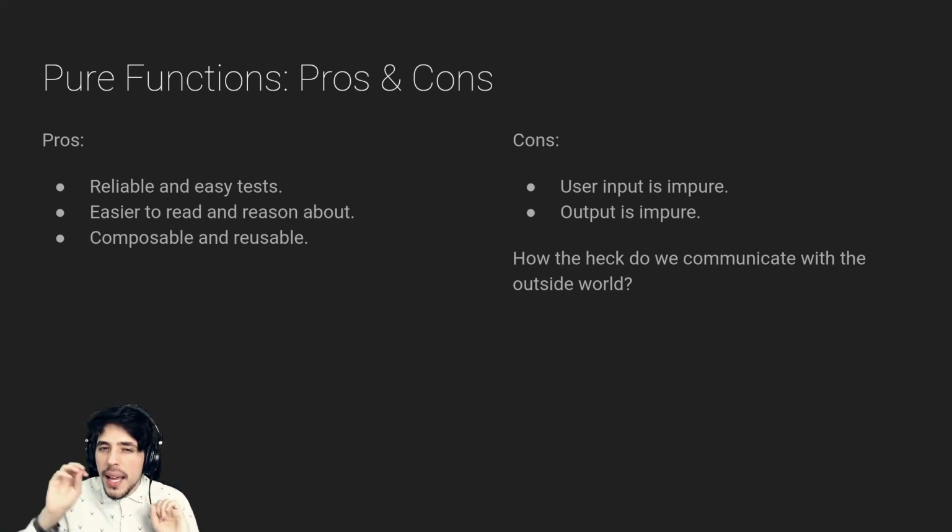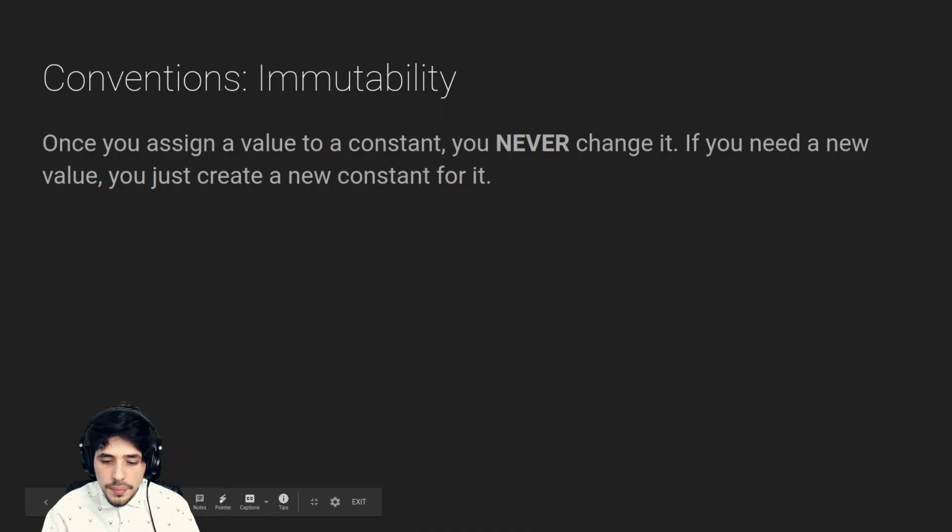So we will have this question lying around: how can we communicate with the outside world, right? Because we can't receive any input because that's impure, and we can't send any output because that's also impure, right? So we can't. We will solve that in a second. Let's go to another factor of this, okay?